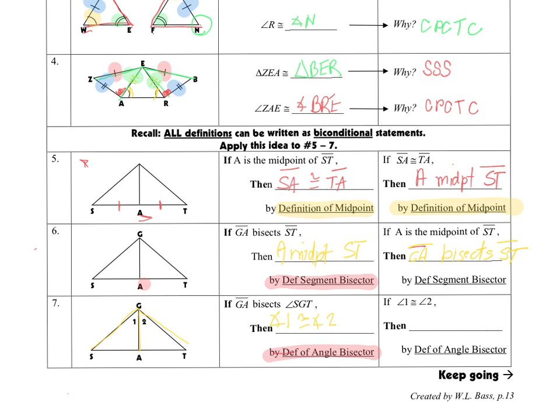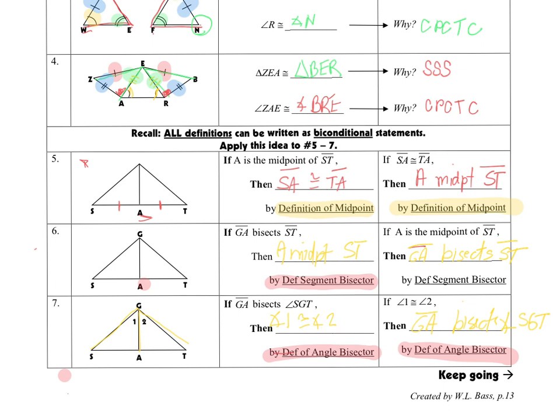If we turn that around and we are told that angle 1 is congruent to angle 2, then what we know is that segment GA bisects angle SGT. And our reason, definition of an angle bisector. Okay.